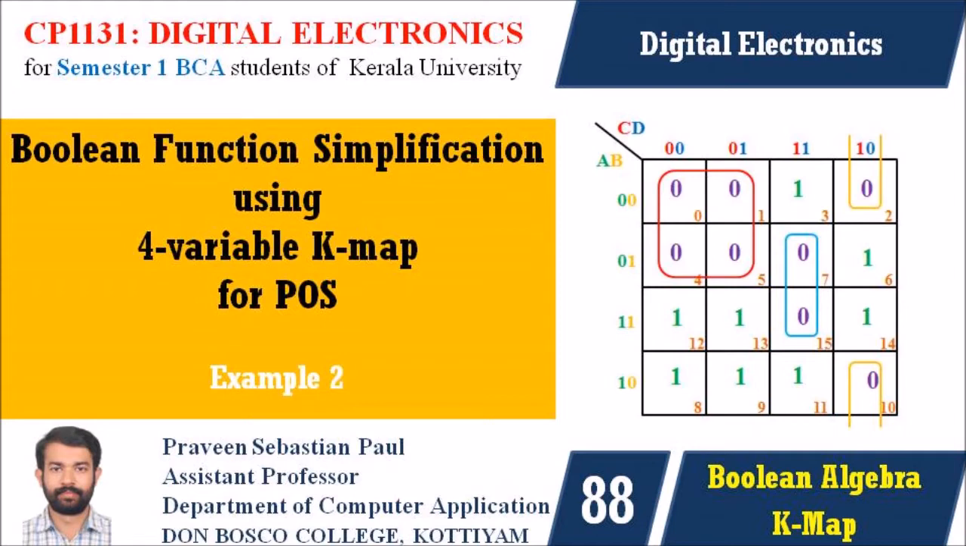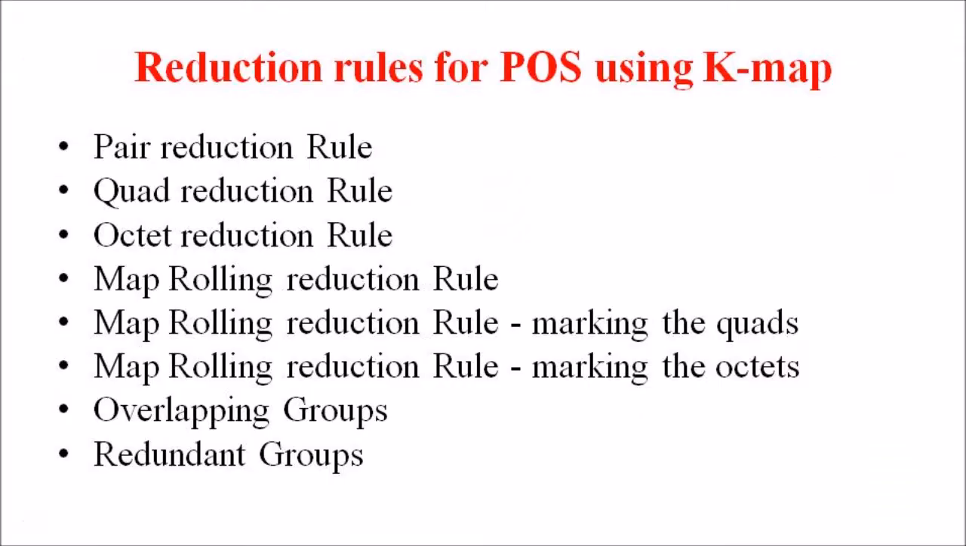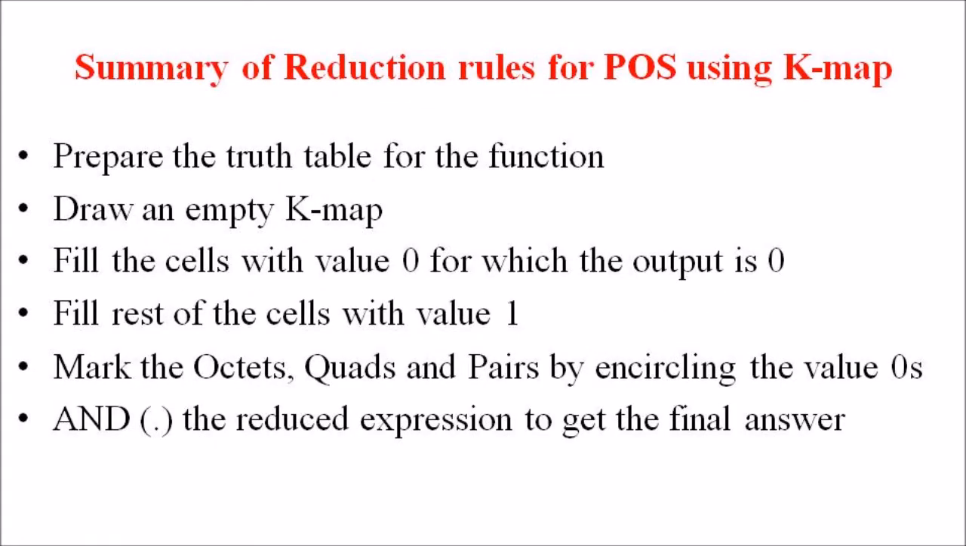In this lecture, we are discussing the second example for Boolean function simplification using a 4-variable K-map for a POS. So my dear students, in lecture number 83, we had discussed the reduction rules for POS using K-map. Those rules include pair reduction, quad, octet, map rolling, overlapping, and redundant group rules. And in the last lecture, we had discussed the 4-variable K-map solution, and before that, we had discussed 3 more examples regarding 3-variable solutions.